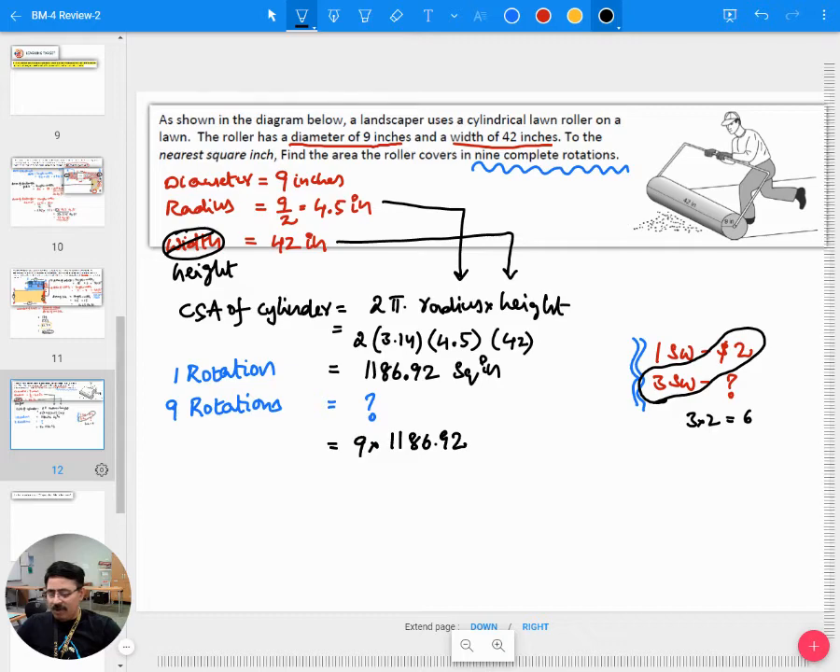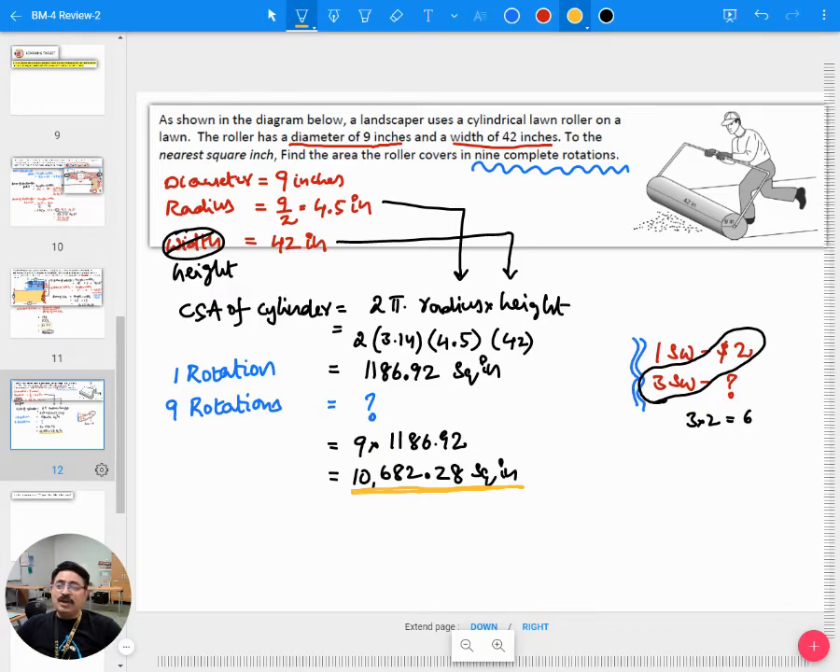So let me grab my calculator. 1186.92 multiplied by 9 is 10,682.28. This number looks so big, but please notice that the answer we got is in terms of square inches. But when you convert into square feet, that number becomes much smaller, which sounds reasonable.